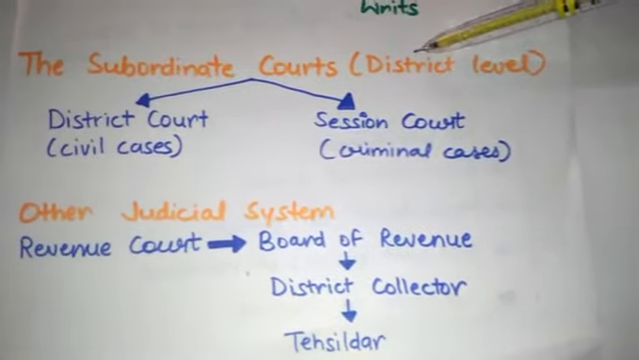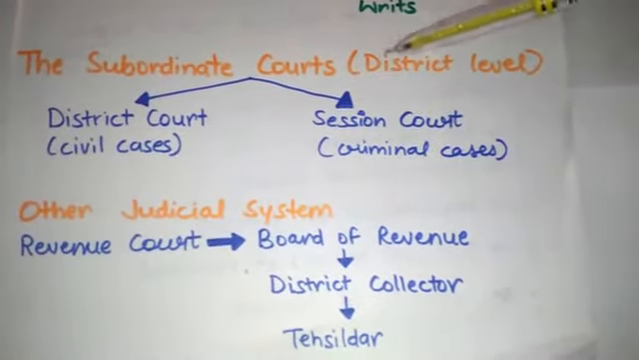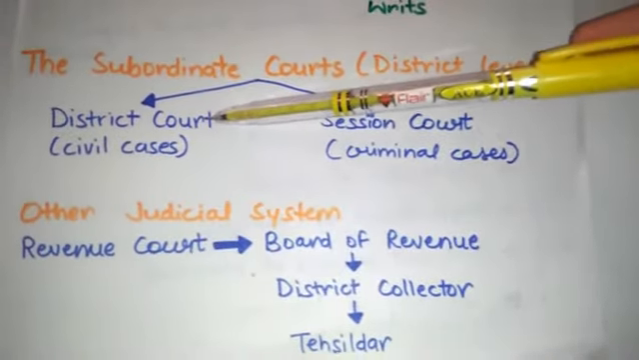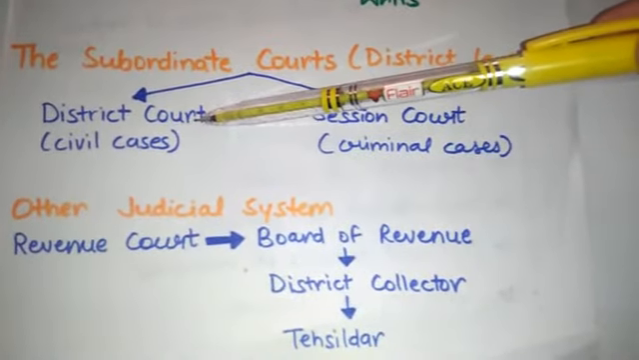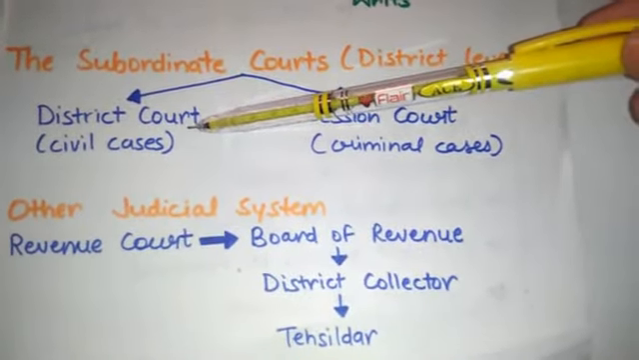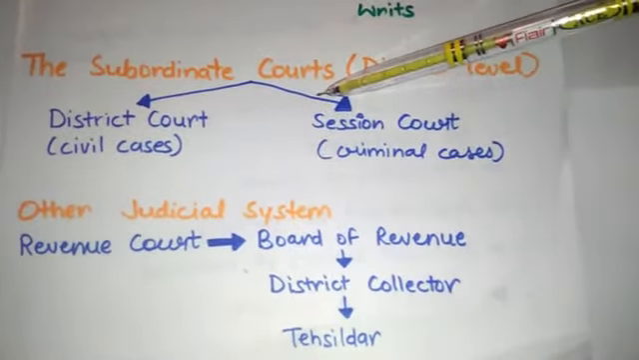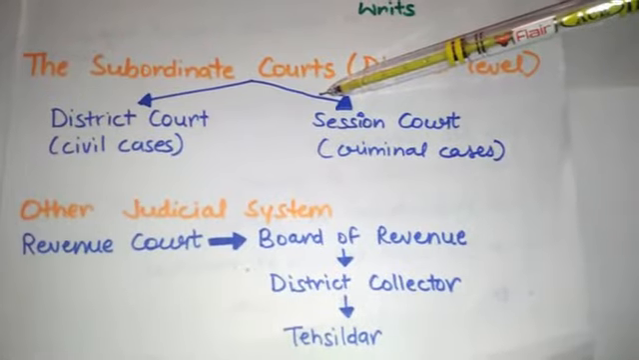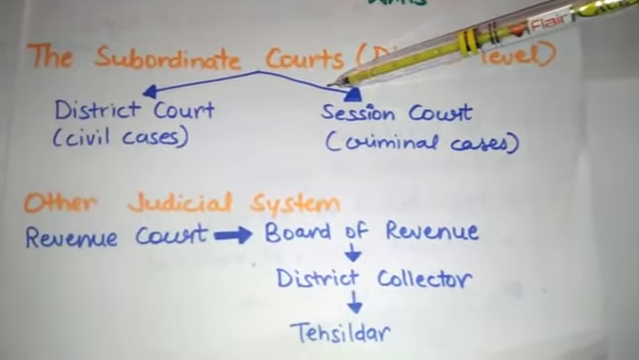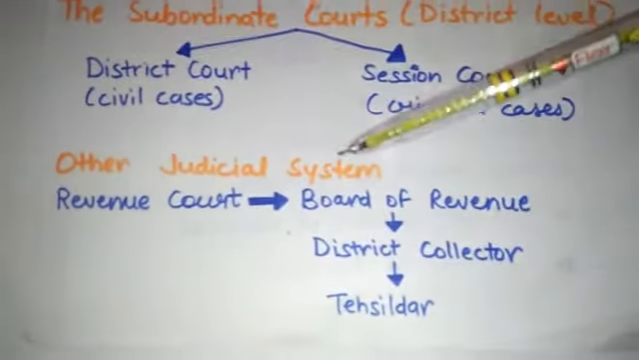At the lower level, we have subordinate courts at district level. The district court deals with the civil cases related to money, property, marriage, and divorce. The session court deals with the issues related to criminals like robbery, murder, etc.